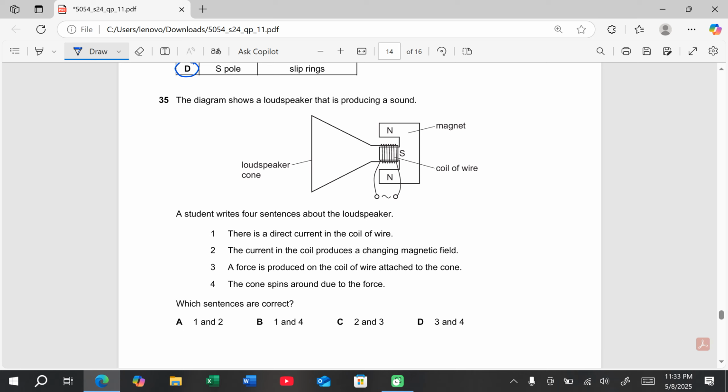The current in the coil produces a change in magnetic field. Yes, that's correct. A force is produced in the coil when the wire is attached to the cone. Yes, it is. The cone spins around due to the force. That's wrong. So only 2 and 3 are right. That's C.